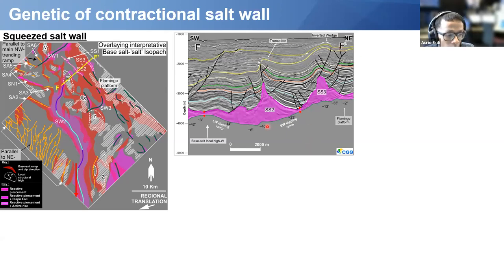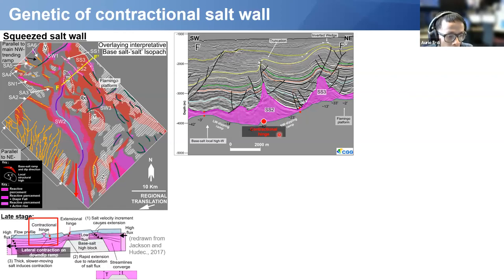The salt walls are located on the ramp down dip. The SS2 is consistent with a contractional salt wall, due to encountering thick, slower-moving salt at the contractional hanging wall. However, the SS3 is located at the extensional hanging wall, which contradicts the physical model. So how were the salt wall and associated thrust formed?